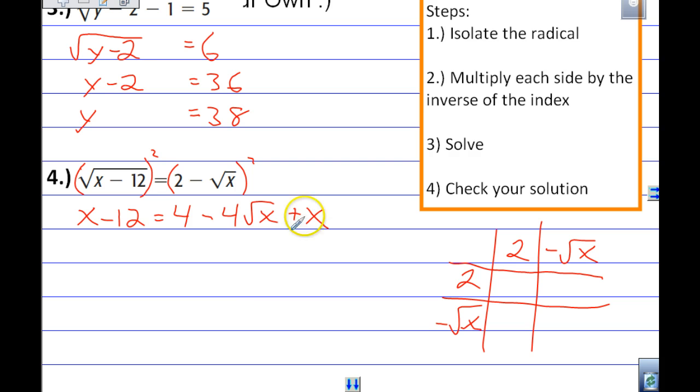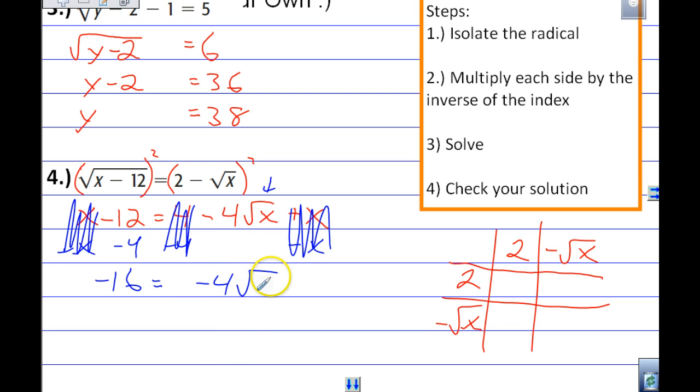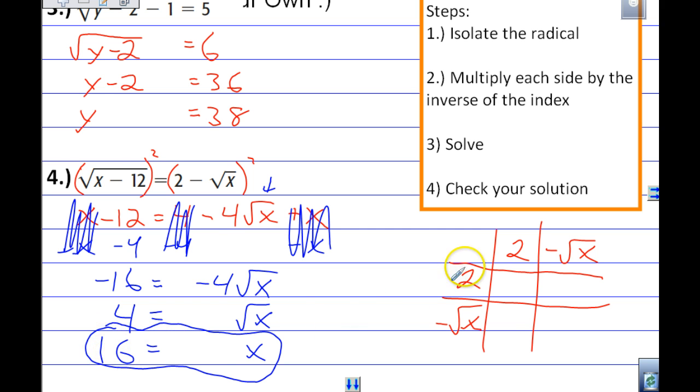All right, go ahead and isolate the radical. So I'm going to move the x, move 4. That's 0. Negative 16. That's 0. That's 0. Negative 4 root x. Divide both sides by negative 4. We get 4 is equal to root x. And lastly, square both sides. Okay, so that's our potential answer, we'll call it. We don't know for sure until we check it.